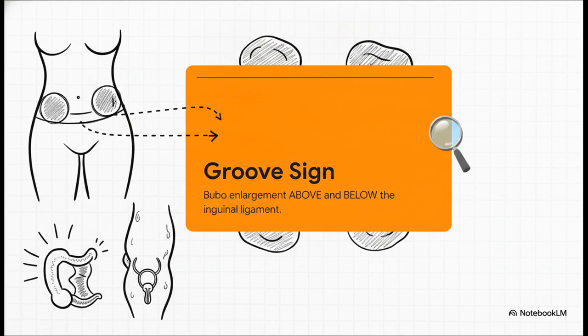This is when you have bubo enlargement both above and below the inguinal ligament, literally creating a visible groove. While it's not universally present, it's a massive exam clue. If left untreated, LGV leads to severe late-stage complications like rectal strictures, hemorrhagic proctocolitis that mimics Crohn's disease, and even elephantiasis of the genitalia, which is known as estheomene in women.